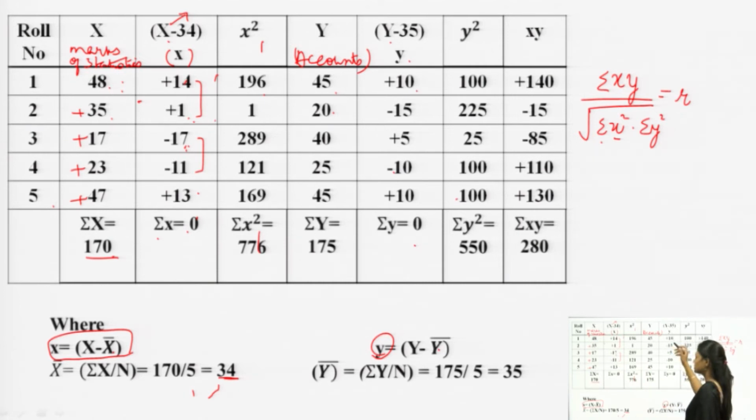So, the square of 10 gives me 100, the square of minus 15 gives me a positive value, that is 225, the square of 5 gives me 25, the square of minus 10, minus into minus gives me a plus value, that is 100, and again the square of plus 10 gives me 100. Now, my formula is asking me for summation of y square. I am supposed to add all these values in order to get summation of y square, which is equal to 550. A simple addition and we get the answer as 550.